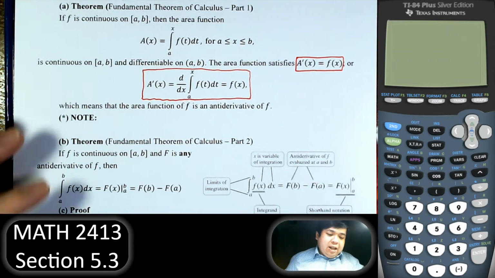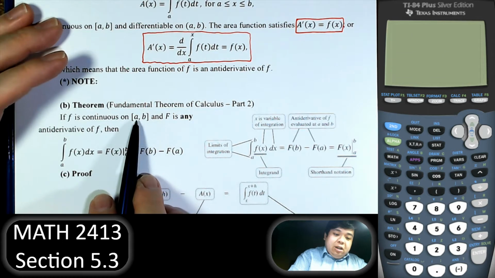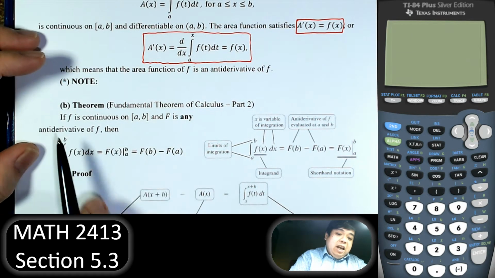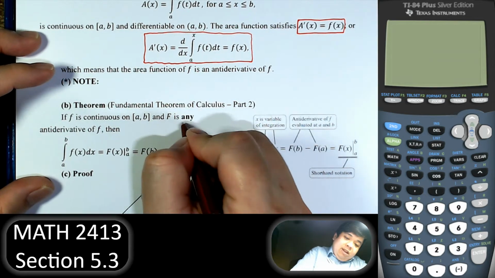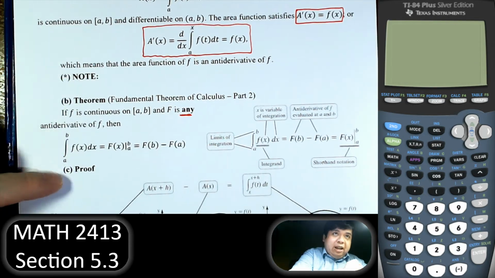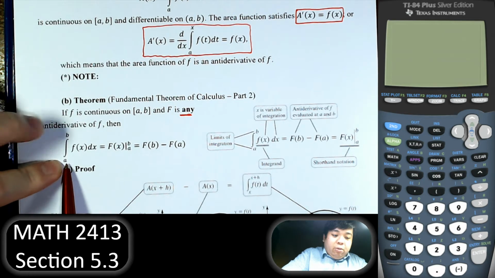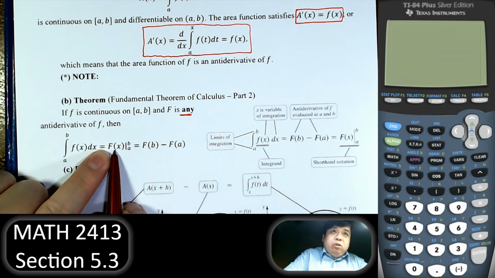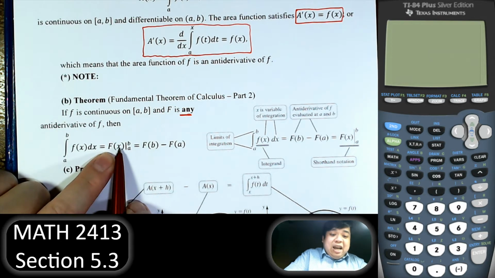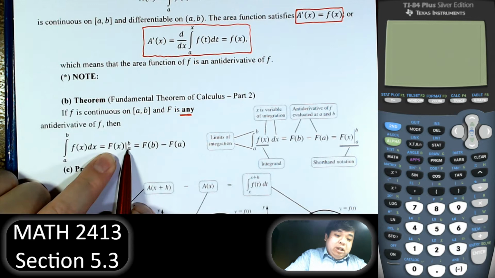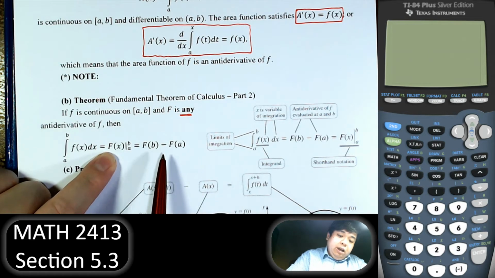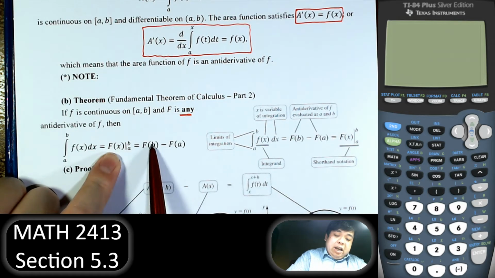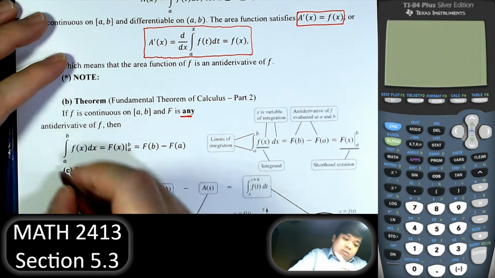It says, if f is continuous on the closed interval a to b, and capital F is any antiderivative, then the definite integral from a to b of f of x is equal to the antiderivative, any antiderivative, evaluated from a to b. By that I mean we put in b and then we put in a and subtract the result. This is the fundamental theorem of calculus.